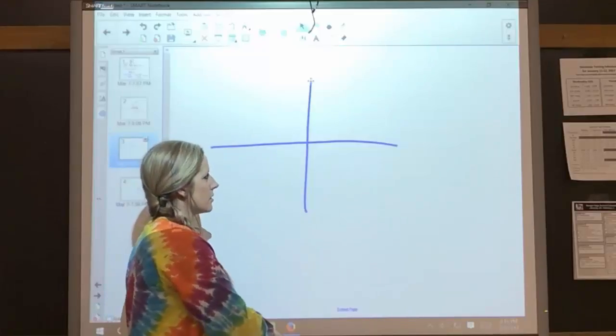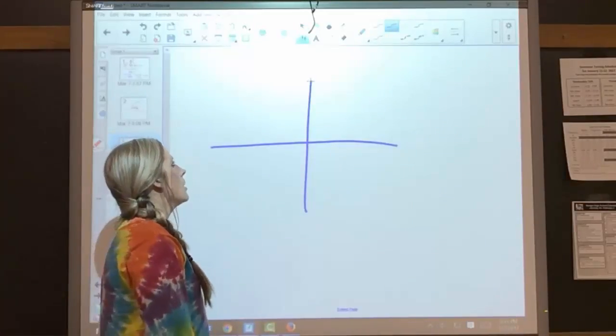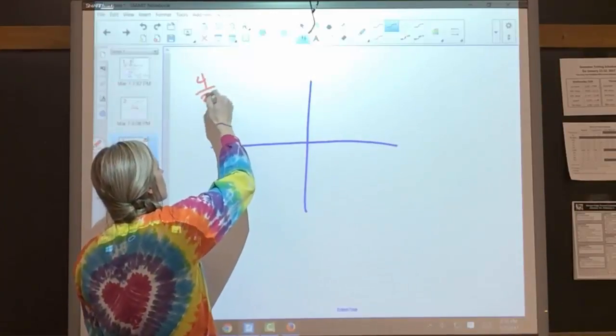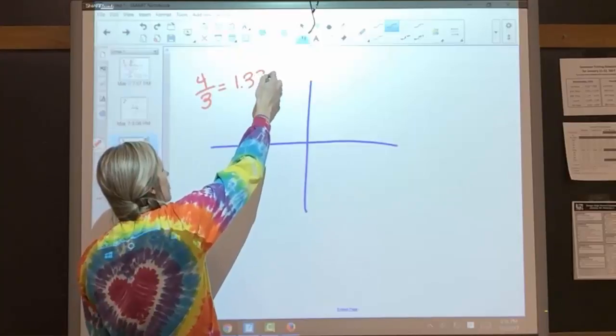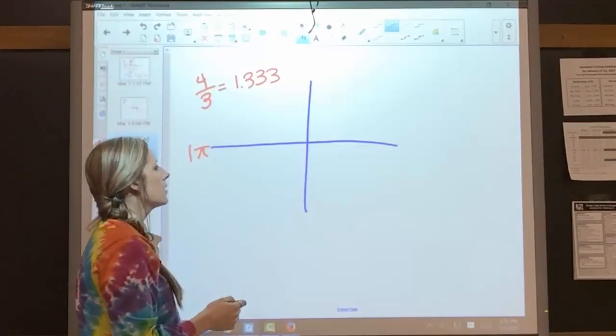There are a lot of different ways to remember where the angle's at. A lot of people like the decimal way. So 4/3 would be 1.333. Okay, so it's going to be greater than 1 pi.